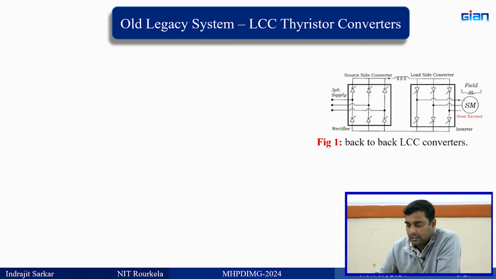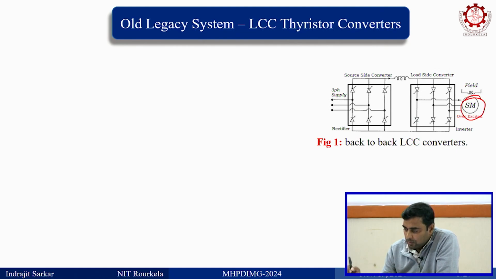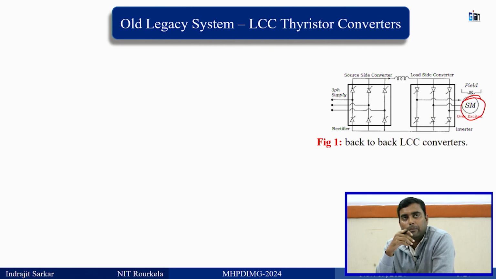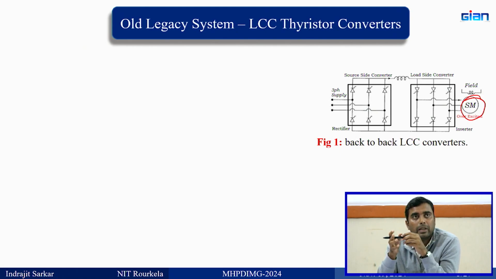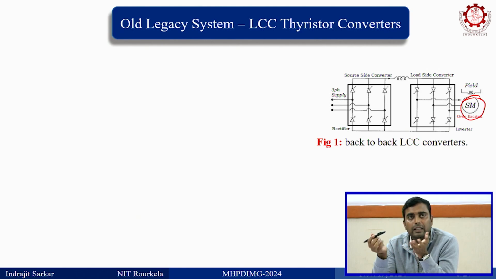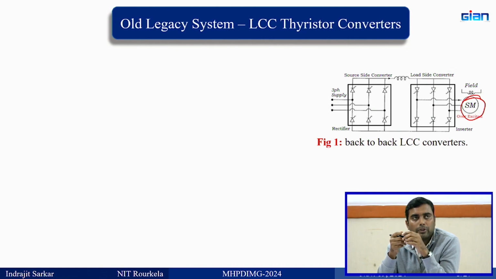This is one example where synchronous motor drives were using LCC converters, load commutated converters or line commutated converters. For synchronous motor drives in older days, synchronous motors were used for very high power applications, megawatt level drives. Synchronous motors at high power are more efficient than induction motors. That is why synchronous motors were preferred.